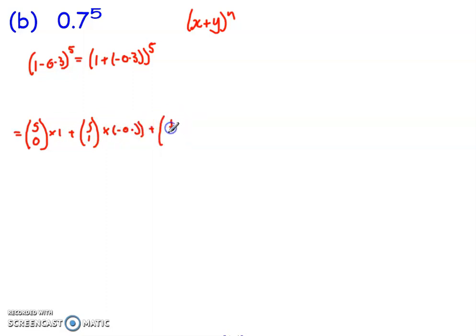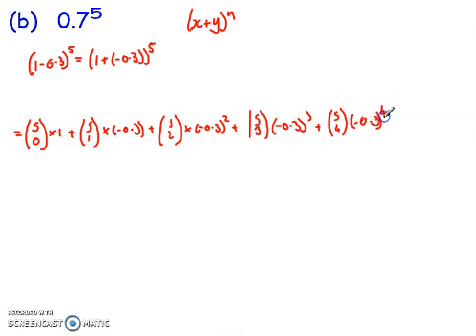I've then got plus the 5C2 times, in this case, negative 0.3 squared, plus my 5C3 times my negative 0.3 cubed plus my 5C4 times negative 0.3 to the power of 4, and then my final term is just plus my 5C5 times negative 0.3 to the power of 5. So I've got all of those.